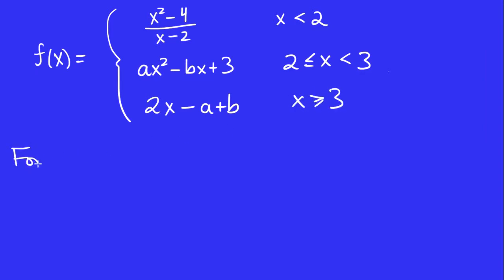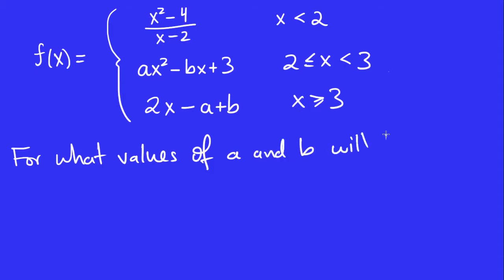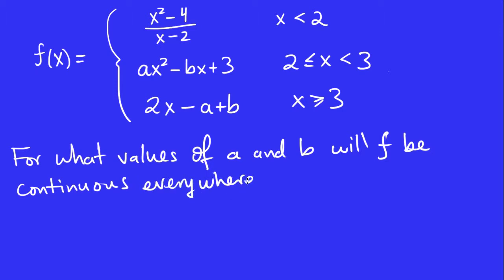And the question is this. Notice here we have two parameters, a and b, right? In the last question, we just had one parameter, that's c. But this time we're going to have to find two values, a and b. So for what values of a and b will f be continuous everywhere? Maybe instead of everywhere, I should say on R.